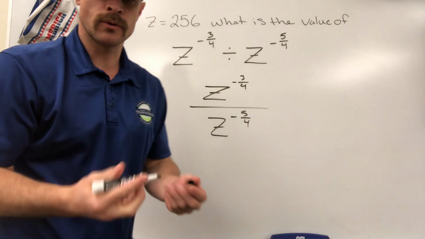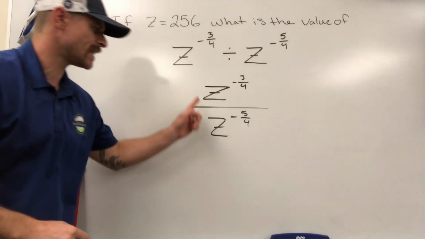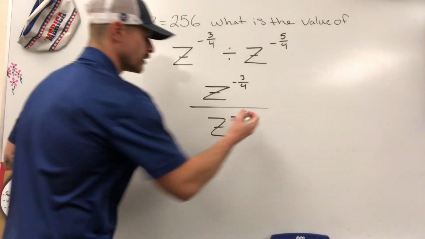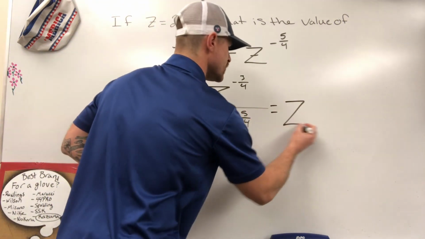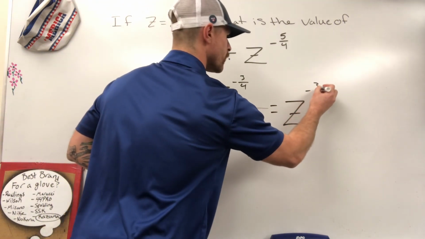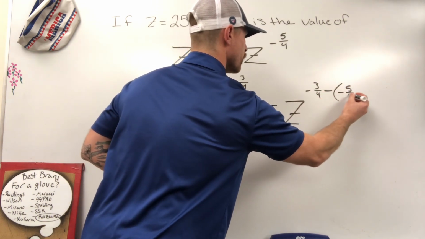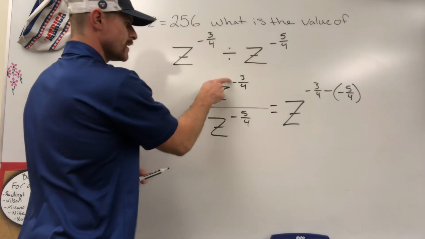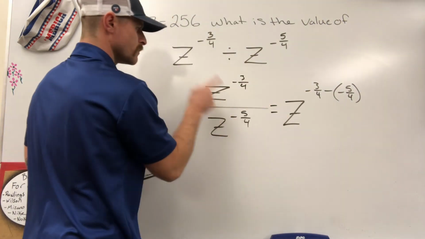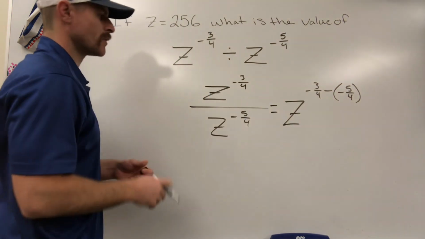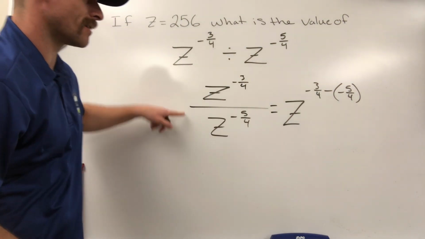Okay, now exponent rules. When we are dividing bases that are the same, we need to subtract our exponents. So I'm just going to set this up showing the subtraction. This is z to the power of negative 3/4 minus negative 5/4. So I'm just taking this value here and I'm subtracting negative 5/4 from it. That is the exponent rule when we're dividing bases that are the same.